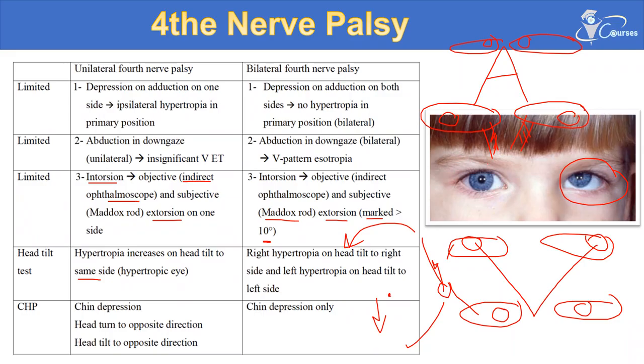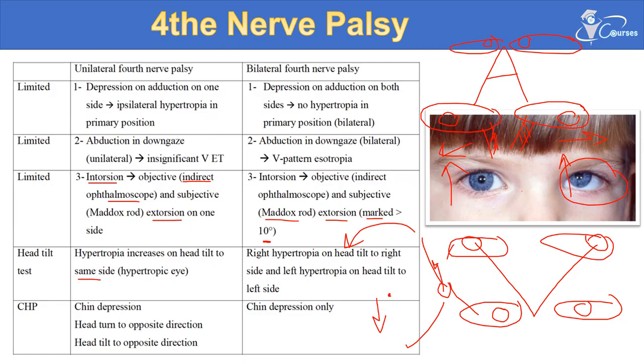So let's assume that this patient has bilateral fourth nerve palsy. If you tilt the head to the left, there will be increasing hypertropia of the left eye. If you tilt the head to the right, there will be increasing hypertropia of the right eye. Another way of presenting is the abnormal head posture, or the compensatory head posture. There will be chin depression or elevation, face turn, or head tilt. So these are the different presentations of the abnormal head posture.